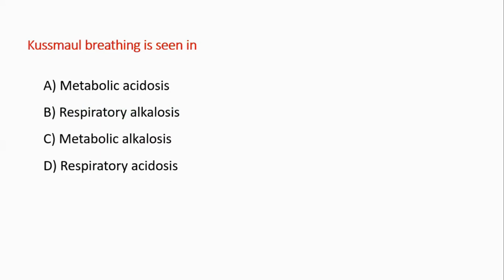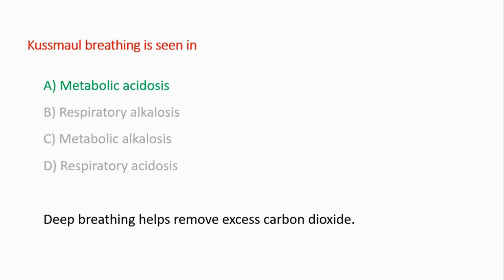Rapid, deep breathing is seen in metabolic acidosis, respiratory alkalosis, metabolic alkalosis, or respiratory acidosis? Why does a patient with severe acidosis breathe rapidly and deeply? The body is actually trying to correct the problem. What is it? And the right answer is metabolic acidosis. Deep breathing helps remove excess carbon dioxide.